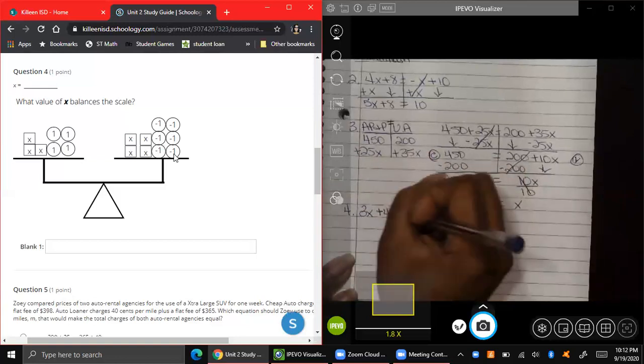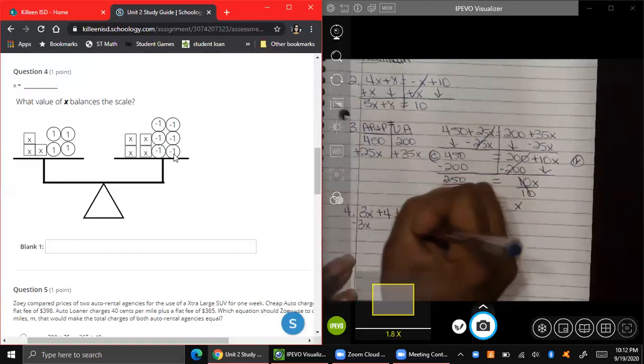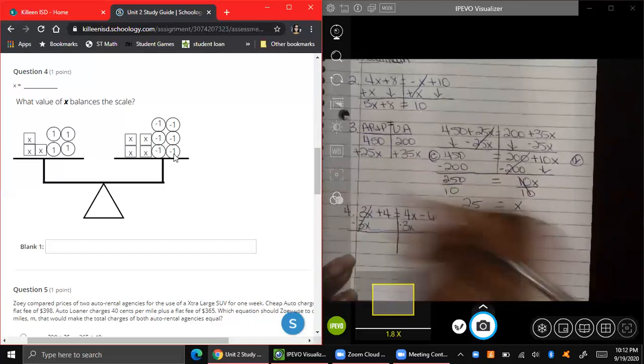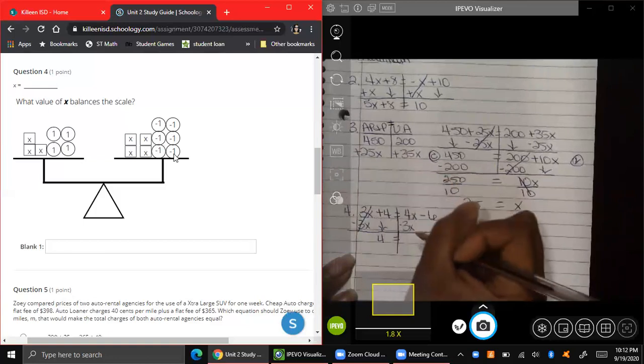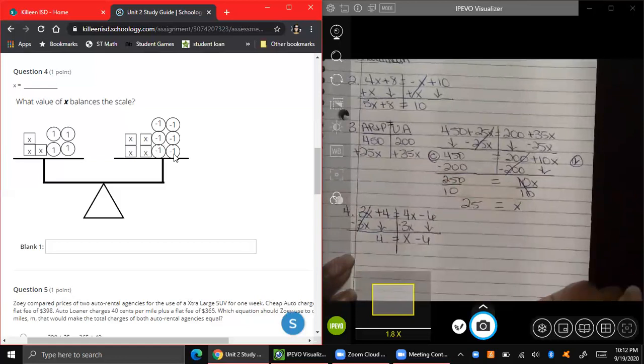I'm going to start off by getting rid of my smallest variable. So minus 3x and minus 3x because it's currently positive. 3x minus 3x is 0, so that cancels out. Bring down my 4 so I don't forget about it. 4 minus 3 is 1x. And bring down my negative 6 so I don't forget about it.